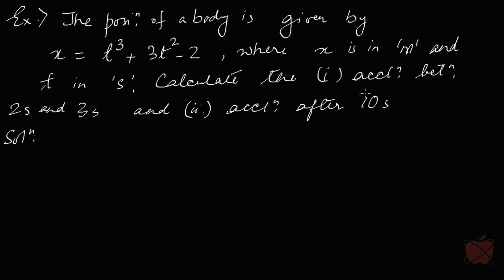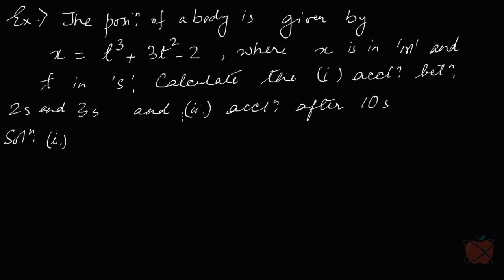The first part of the question asks about the acceleration between 2 seconds and 3 seconds. So in this interval of time, what is the acceleration? The kind of acceleration where you are taking between intervals of time is the average acceleration. And here they ask you to calculate the acceleration after 10 seconds, exactly after 10 seconds. So what kind of acceleration is this? It is the instantaneous acceleration. Let us do the first part here.